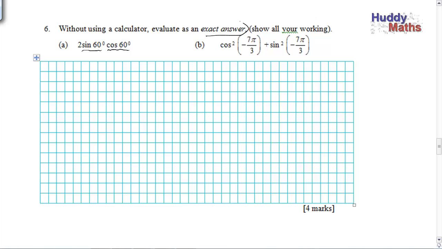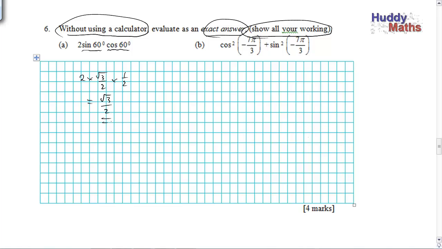Evaluate as an exact answer without using a calculator. So what you need to see here, what the marker needs to see, is a careful replacement of sine 60 by root 3 on 2 and cos 60 by 1/2. That's got to be shown. Show all your working there. See that? Okay, so this is eventually root 3 on 2.